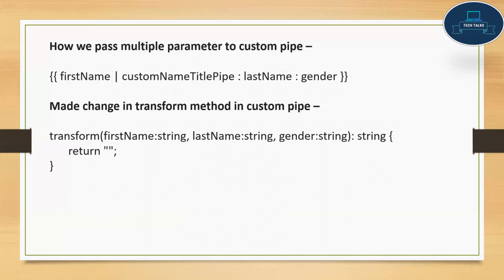Now how do we pass multiple parameters to a custom pipe? You can pass multiple parameters separated by a colon. You can write double curly brackets firstName vertical bar customNameTitlePipe colon lastName colon gender. You can specify multiple parameters. Once you pass multiple parameters from HTML, you have to make changes in the transform method of your custom pipe. In the transform method, the same parameters you need to capture. Like my first parameter will be first name, last name, gender, and the return type is string.